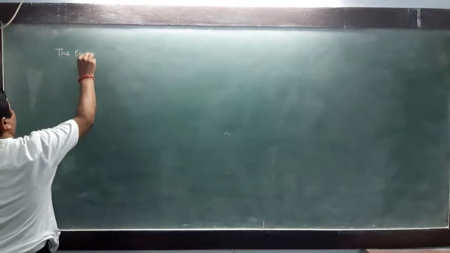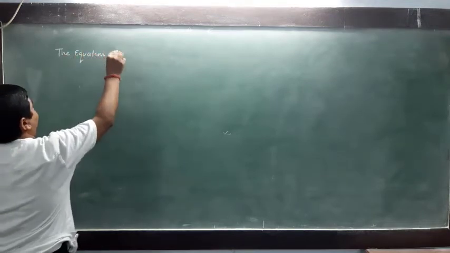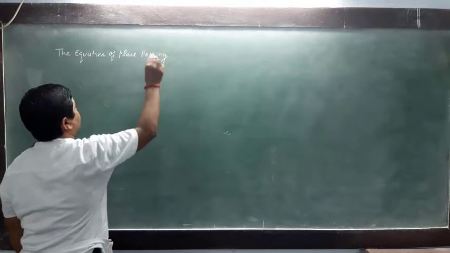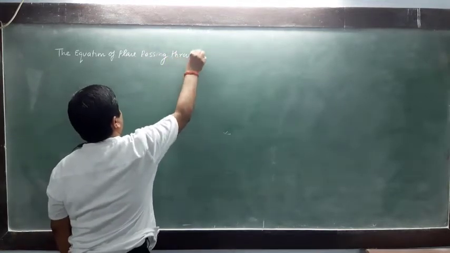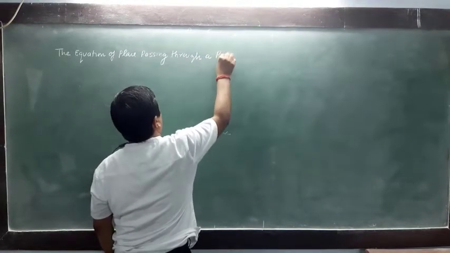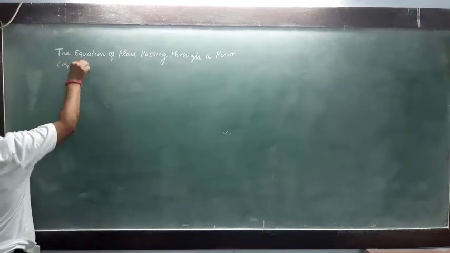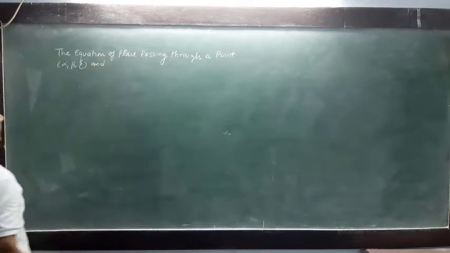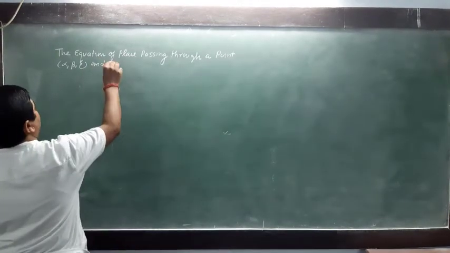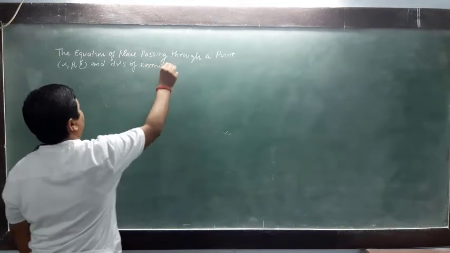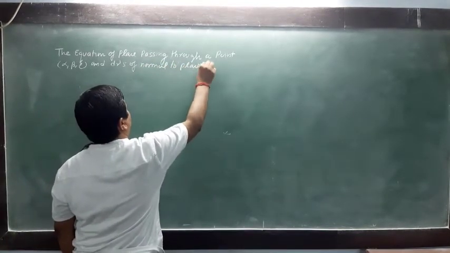The equation of plane passing through a point, the coordinate of point is alpha, beta, gamma, and DRs of normal to plane are A, B, C.